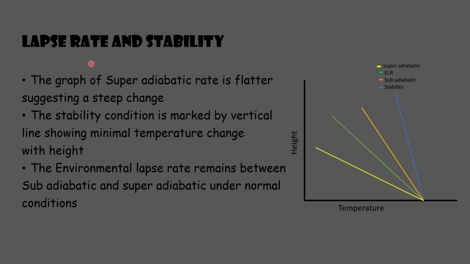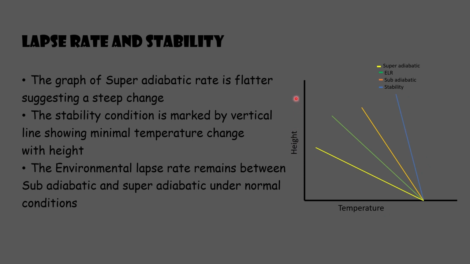So if you know the rate of change of temperature per 1000 meter in the atmosphere, you can draw the environmental lapse rate graph. But there are two more types of lapse rate that you need to see here. This one shows super adiabatic lapse rate, this one shows sub adiabatic lapse rate, and this one shows the stability condition. The x-axis shows temperature and the y-axis shows height.